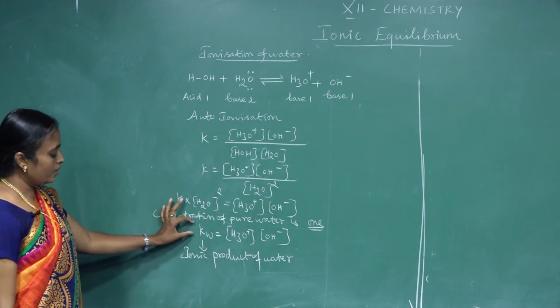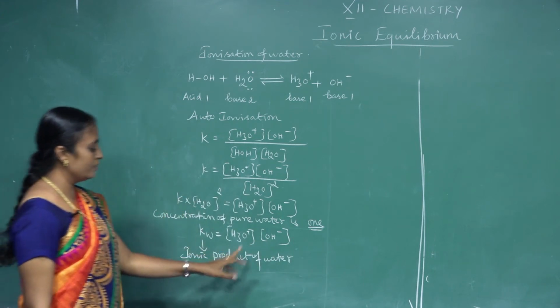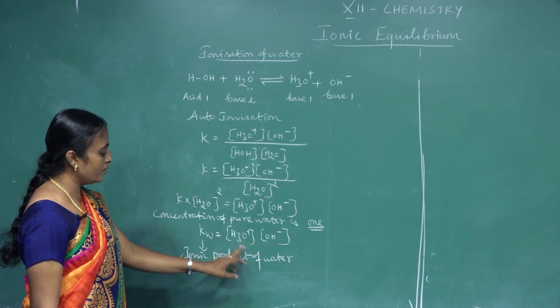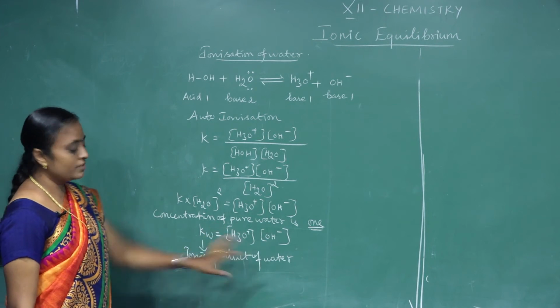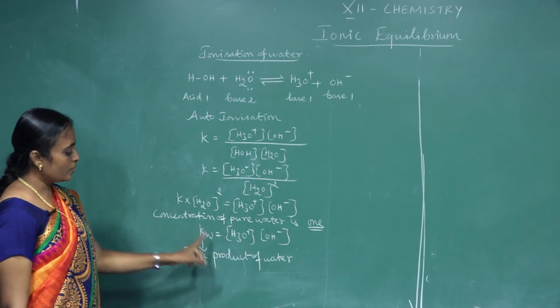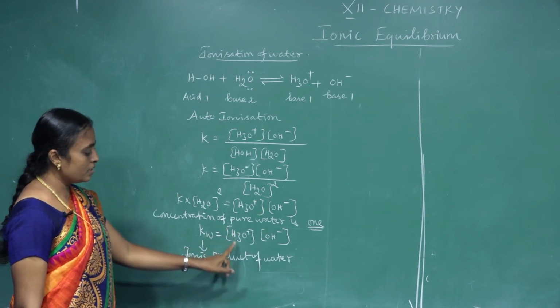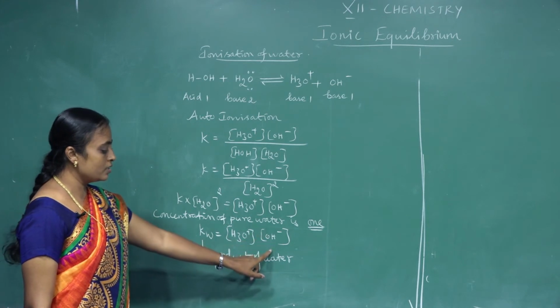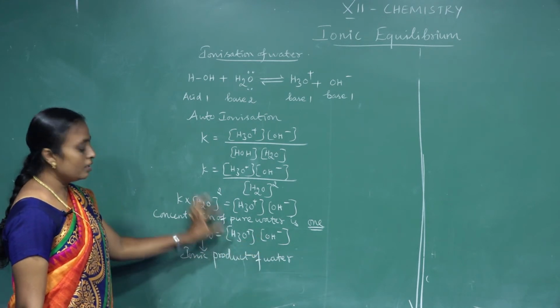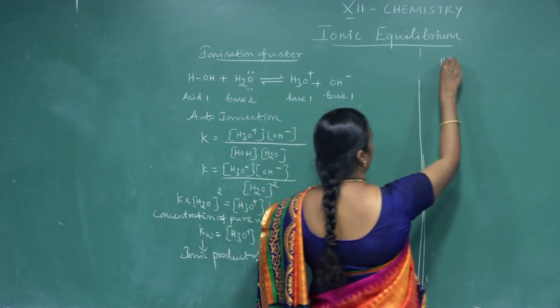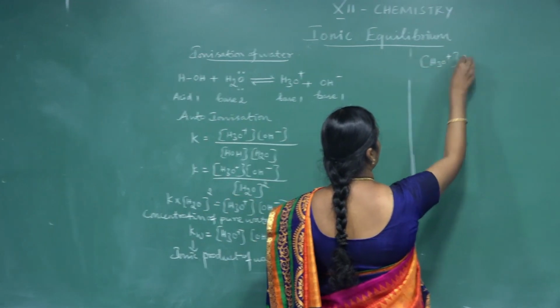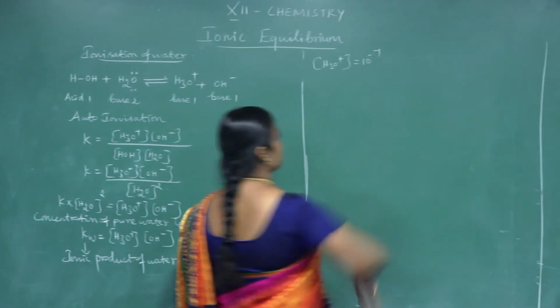Ionic product of water. So what is Kw? That is the product of the concentration of hydronium ion and the concentration of hydroxyl ion. So that gives the ionic product of water. So Kw is equal to concentration of hydronium ion times concentration of hydroxyl ion. Here from the experimental data, the concentration of hydronium ion will be taken as 10 power minus 7.